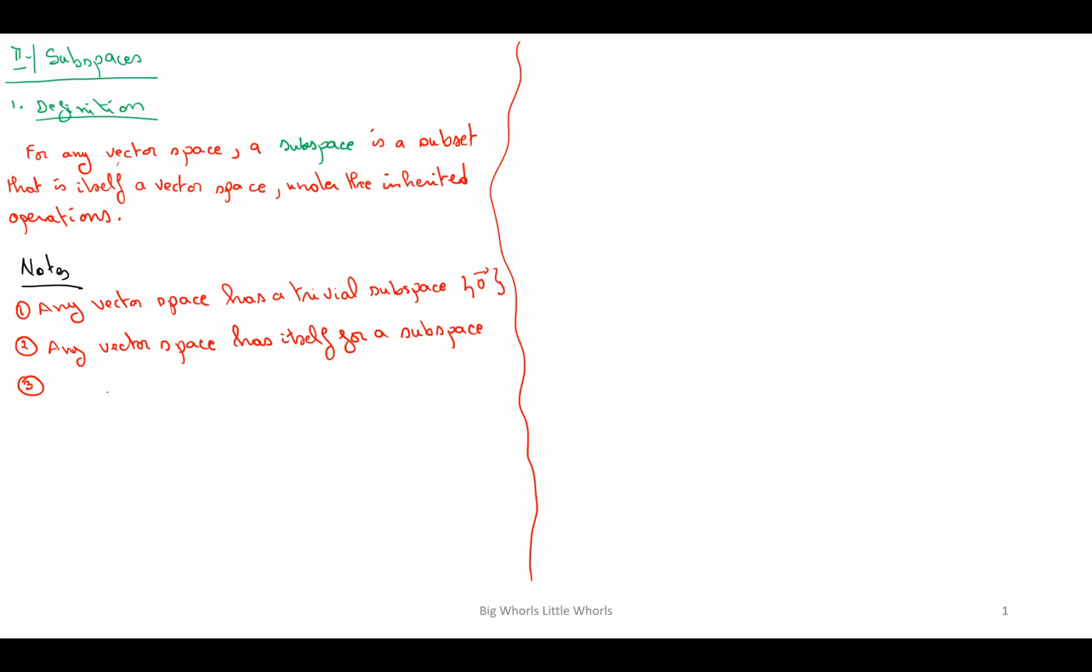Number 3. A subspace that is not the entire space is a proper subspace. So we say that a subspace that is not the entire space is called a proper subspace.